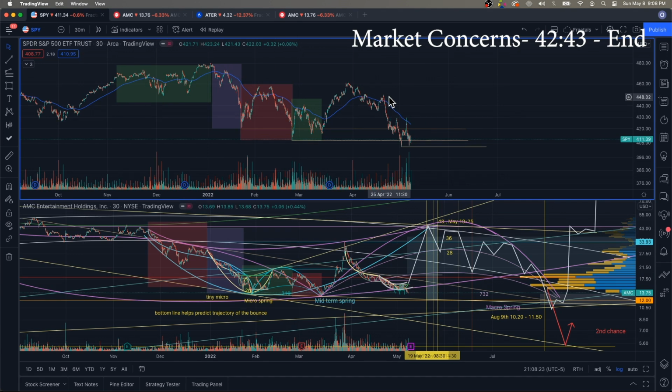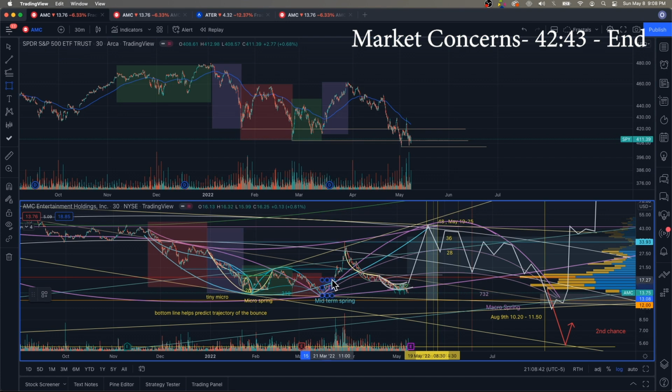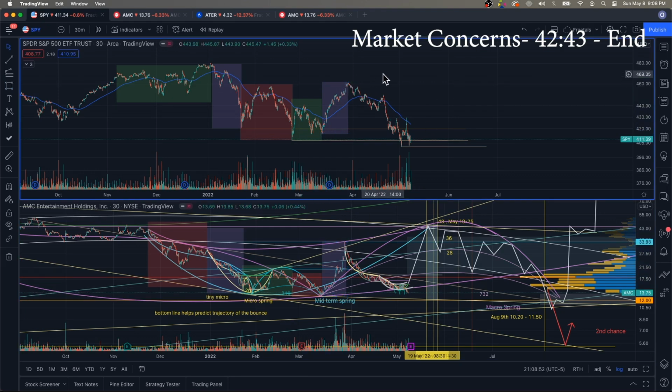Now I want you to notice something really important here, okay? And this is probably the most important point I can make about the market overall. In this particular section, all the way up to March 29th, both of us are running really hard. Now, AMC runs up to the 29th, and SPY runs up to the 29th. Where does SPY go when it comes up?